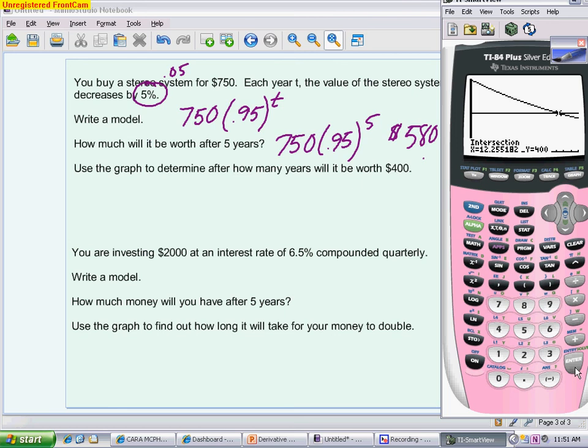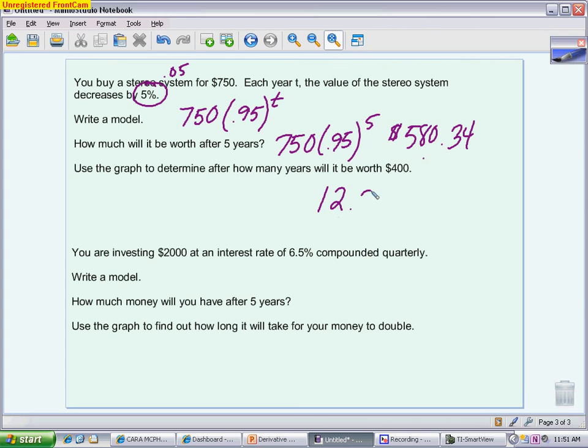So my answer, 12.255, is years. Make sure your answer makes sense. If you would get something like 1,000 years, it's not going to make sense that it takes 1,000 years to depreciate. If you're going to get something like 2 years, that doesn't make sense either, because we know after 5 years it's still worth $580. So make sure within the context of your problem, your answer makes sense.